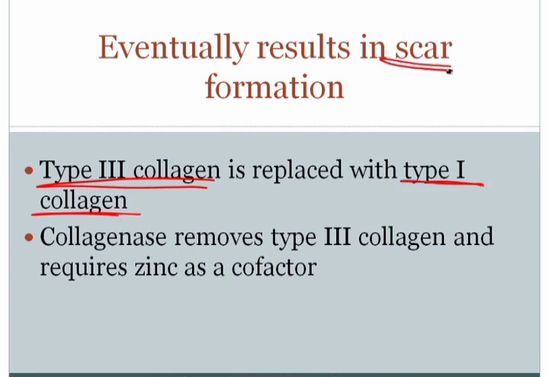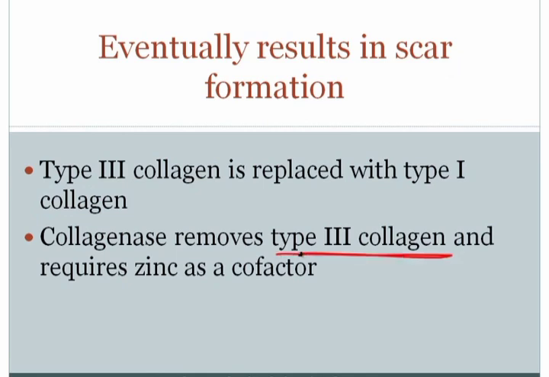Important to know and high yield for examinations is that when we want to get rid of the type 3 collagen and eventually convert it to type 1 collagen, we're going to use collagenase, which is going to eat up that type 3 collagen. And very high yield, zinc is a cofactor for collagenase in order to remove type 3 collagen and replace it with type 1. Okay, so that's in biochemistry, and we're going to hit on that one more time before we end this lecture.